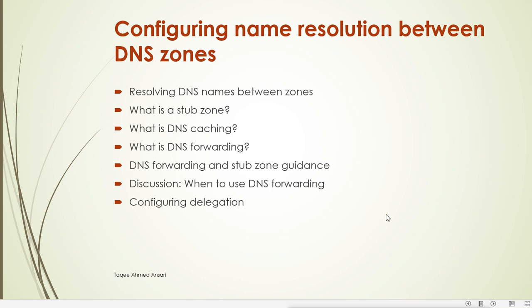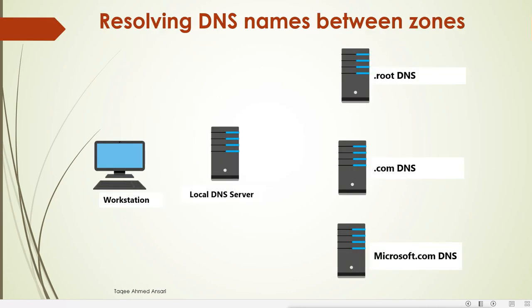Configuring name resolutions between DNS zones. Now first, resolving DNS names between zones, or locally. What happens when we send a name and we want to get the IP address of that name? So how does the resolution happen?